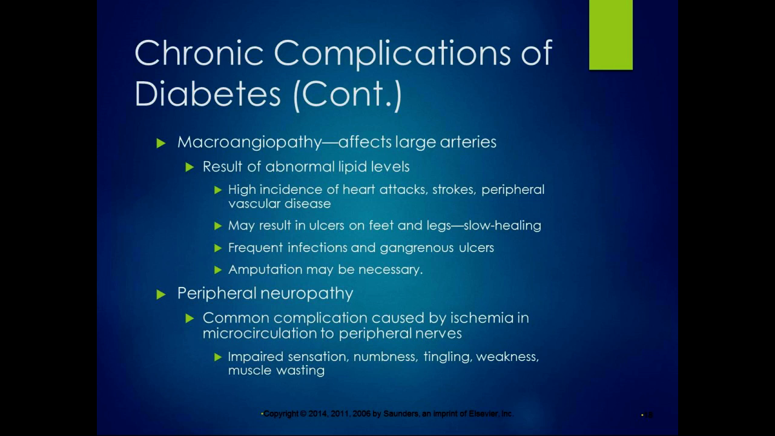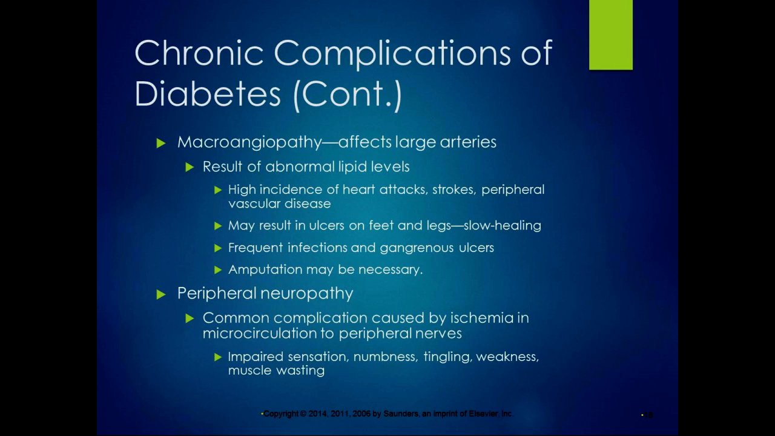Macroangiopathy, which affects the large arteries, is a result of abnormal lipid levels because of that metabolic syndrome. High incidence of heart attacks, strokes, and peripheral vascular disease. Unhealing or slow healing ulcers on the feet and legs, and frequent infections and gangrenous ulcers. Diabetes is also one of the leading causes of amputation because of this macroangiopathy.